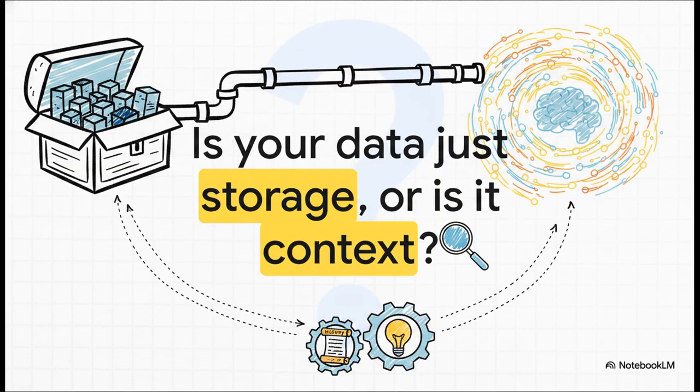Which leaves us with a pretty vital question to ponder as we wrap up this explainer. If judgment is where trust begins, is your data just storage or is it context? Think about the systems you rely on every single day. Are they just blindly holding on to raw data, or are they actually understanding the history behind it? It's a massive shift in how we think about intelligence, and it is absolutely going to redefine our relationship with information.